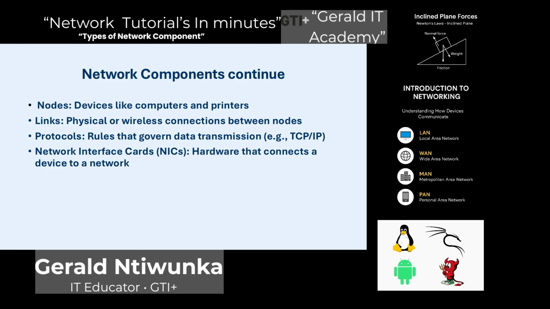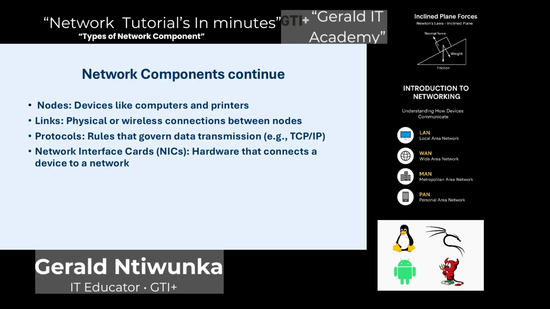Now, as I said, network components, we talk about nodes. What are nodes? These are devices like computers and printers, the end systems of the whole thing, where your connection will end, like on the computer where you socket your USB, and your printer where it prints your documents. They are called nodes.